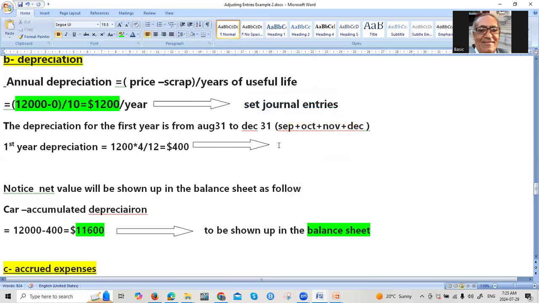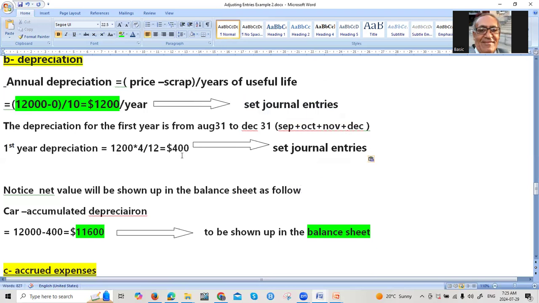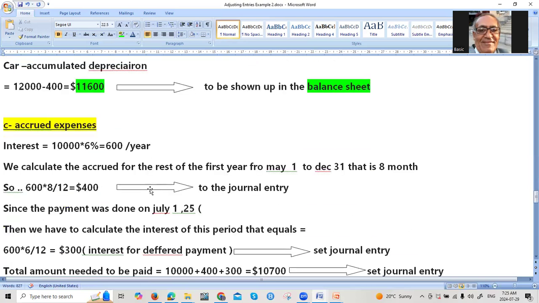Copy, and here I will put it. Set your journal entries. We have actually two transactions. The first transaction is the price of the car. The second transaction is the entry adjustment transaction.